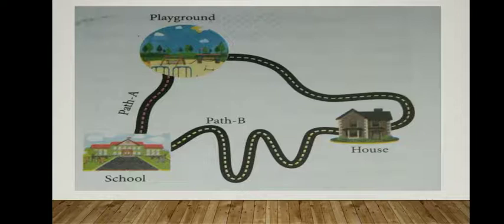Next, here there are three places. Home to school is what we call path B. Then school to playground is path A. For reaching the house, which way do you have to select? For going to the playground we select path A, or otherwise for going home we select path B, but both are the same likewise.